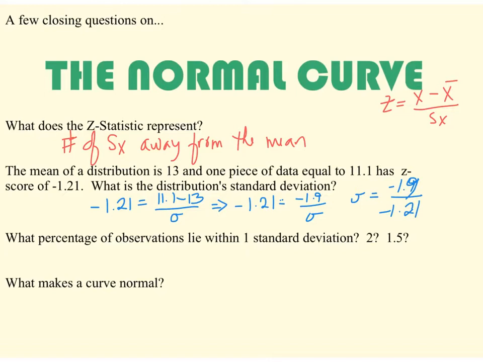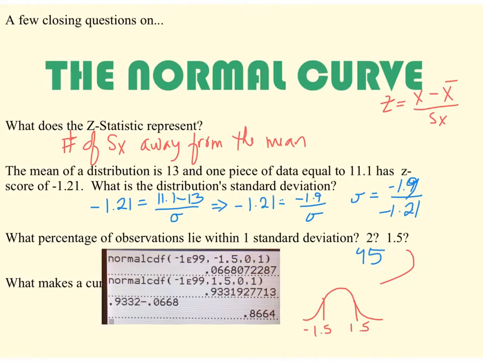All right, what percentage of observations lie within one deviation? Well, we already said that's 68%. Two deviations is 95%, and what about 1.5 deviations? I want you to think about the curve. If we're at 1.5 deviations below and above, think about how you would figure out what percent is within there. I think the easiest way would be to use the calculator and do an inverse norm, and let me pop that calculation in.